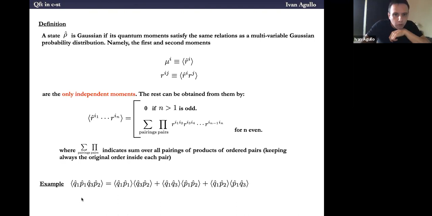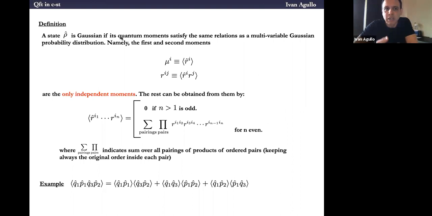Okay, so definition. A density matrix is called Gaussian if, well, there are many ways of defining Gaussian states. I choose one. You can always start from one and derive the others. I start from this one. A density matrix is Gaussian if its quantum moments satisfy the same relations as a Gaussian probability distribution.